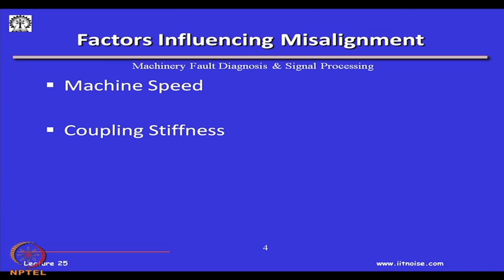So, what are the factors which affect the misalignment? Of course, one is the machine speed, because if the machine speed is high, the forces will be high and the misalignment could be there. Coupling stiffness plays a very, very important role in the misalignment.